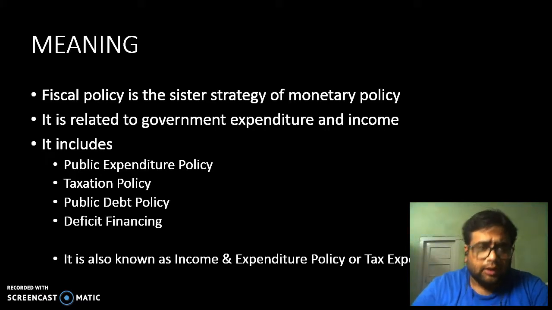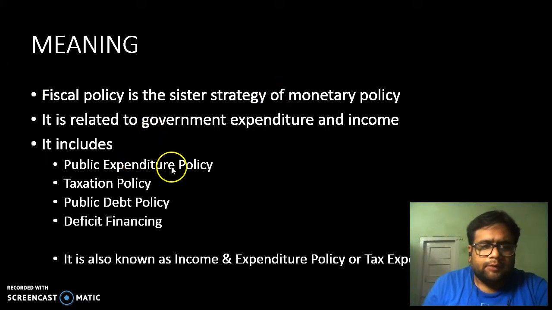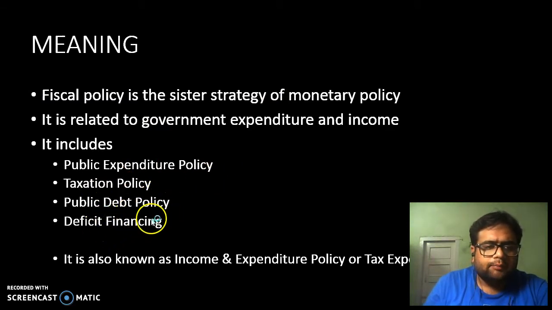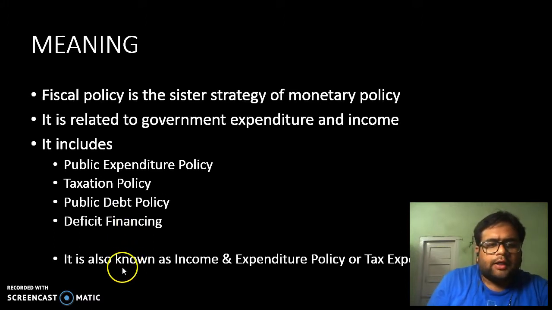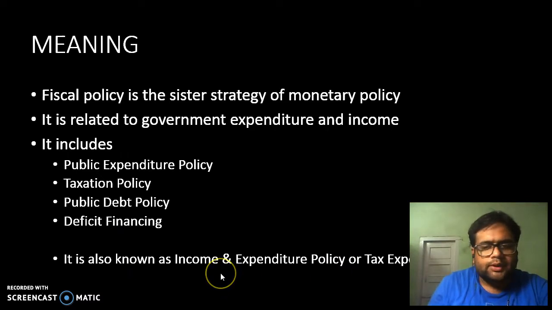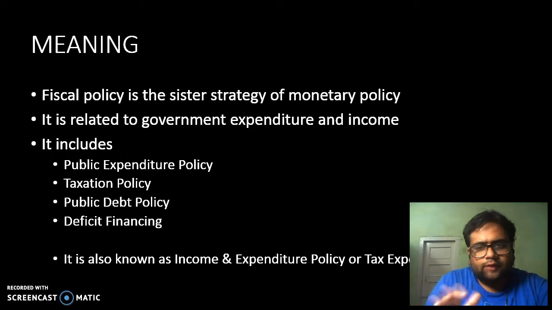So basically the fiscal policy includes public expenditure policy, taxation policy, public debt policy, and deficit policy, that is deficit financing. It is known as income and expenditure policy or tax expenditure policy. So you can see this policy in the name of tax expenditure policy as well, or the income and expenditure policy of the government. I hope you got the basic criteria.